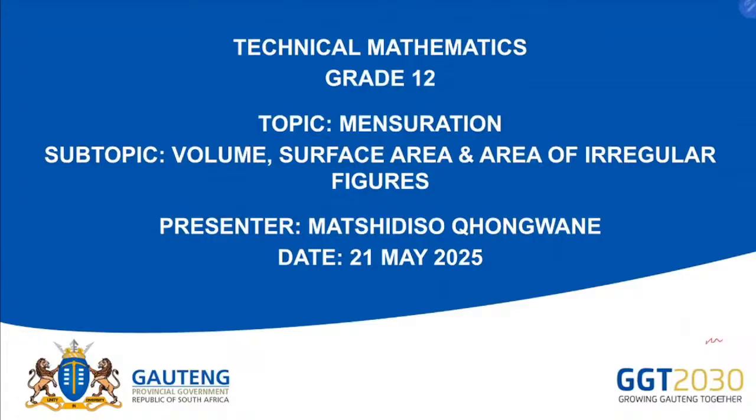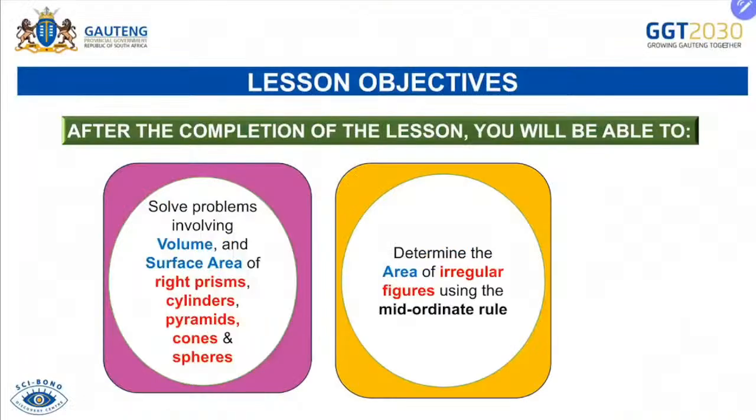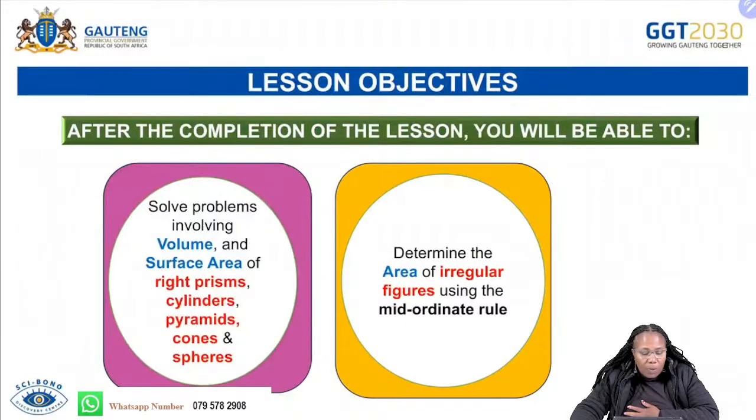Okay, today we are looking at mensuration. Under mensuration, you'll find this topic in both your paper 1 and paper 2, where you're calculating the volume, surface area and area of irregular shapes. So expect, grade 12, that your mensuration can be in both your papers, partially so in paper 1.